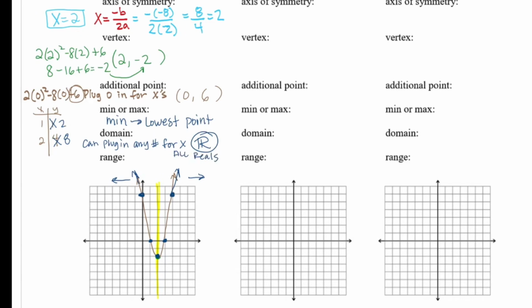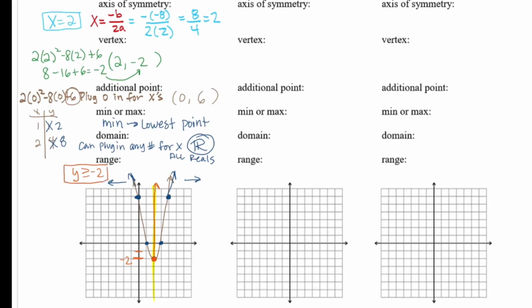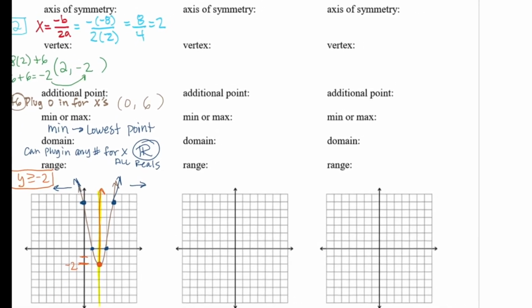The range, if you look at this, it starts at -2. There's nothing below -2, but it's everything above -2. It keeps going up and up and up forever. So what we're going to say for our range is y is greater than or equal to -2. We put the equal sign because there is a point at -2.